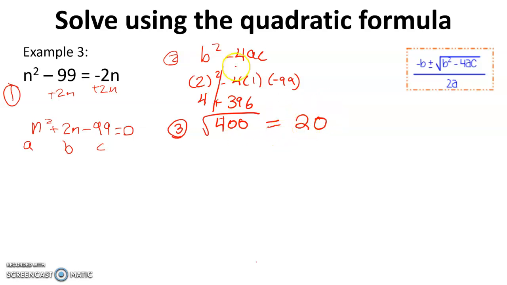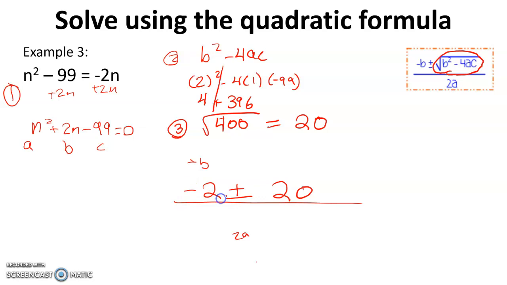Now, once I do all of that work, this 20 is going to replace all of this in the formula. So if I plug into the quadratic formula, plus or minus, the 20 is going to go right here. All I have to fill in now is negative b here and 2a down here. So negative b, 2 is my b value, so I'm going to do negative 2 plus or minus 20 over 2 times my a value, which is 1. If I simplify it even more, it's going to be negative 2 plus or minus 20 over 2.